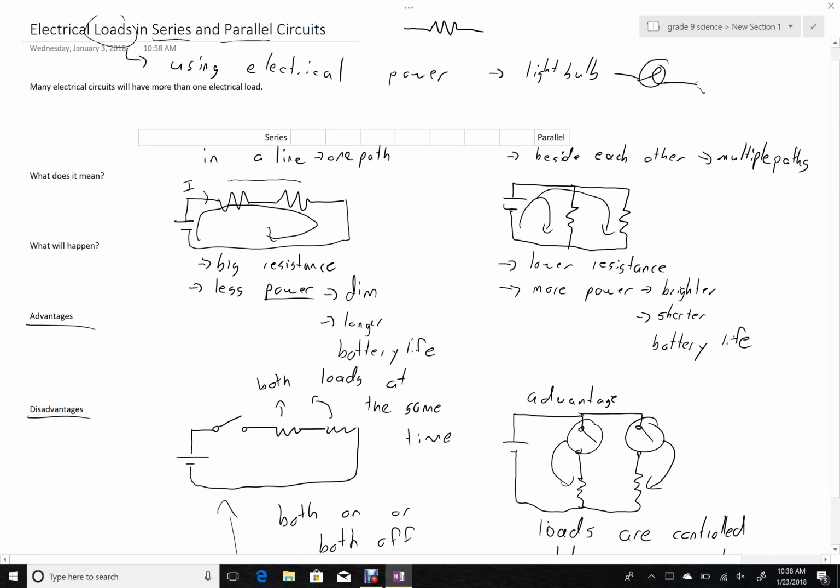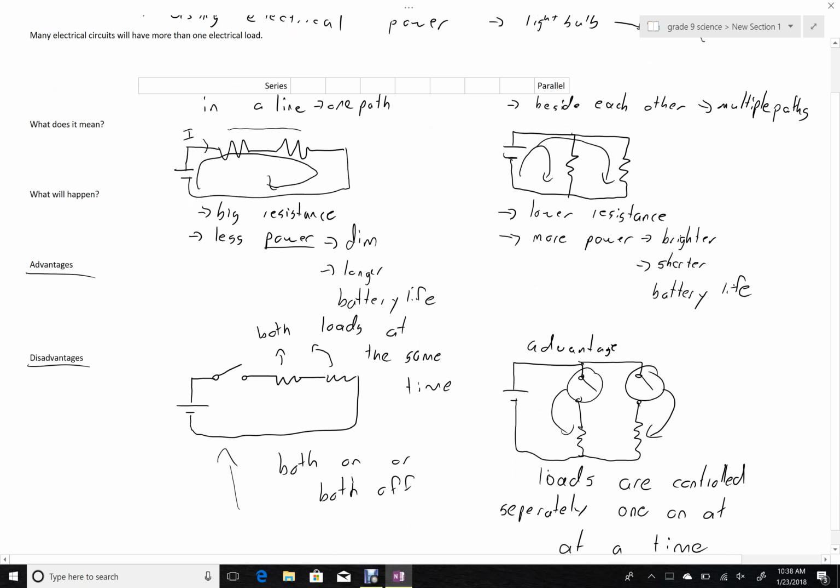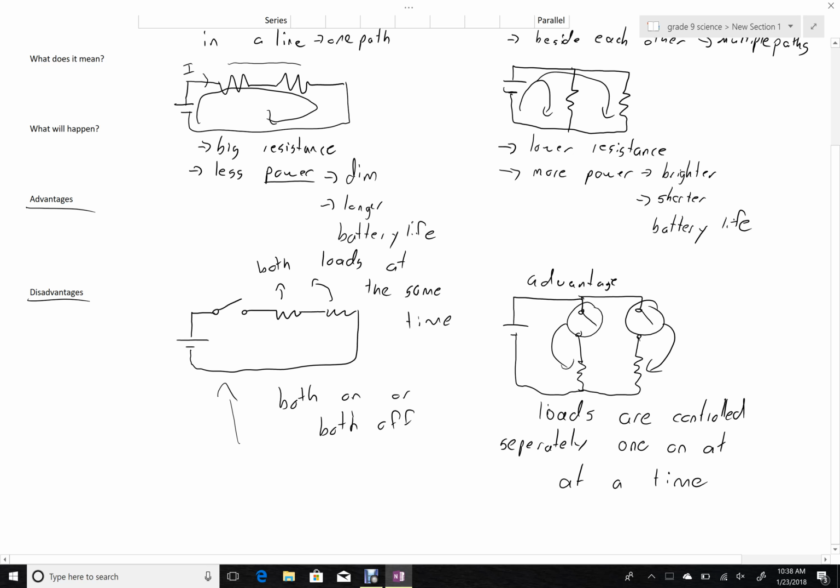So that's not all the considerations with electrical loads in series and parallel, but there's a couple. That's what it means to be in series, or in a line, just one path, or in parallel, beside each other. And there are some of the basic advantages and disadvantages of each situation.